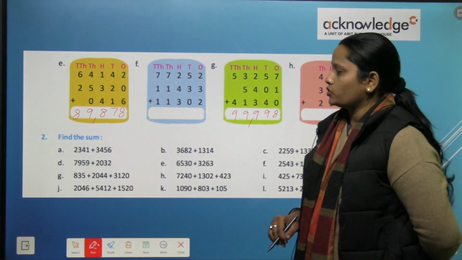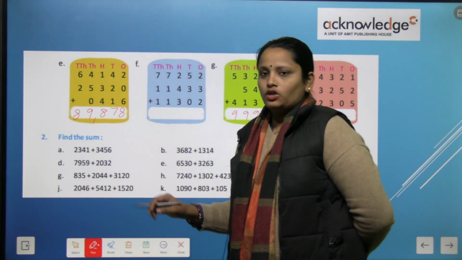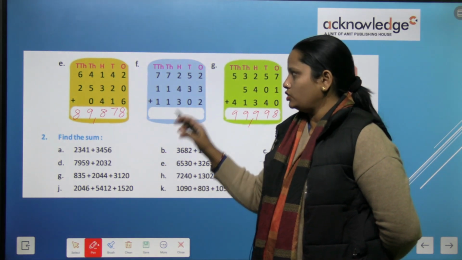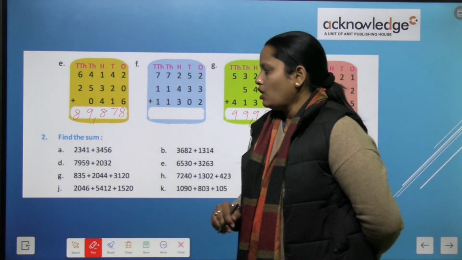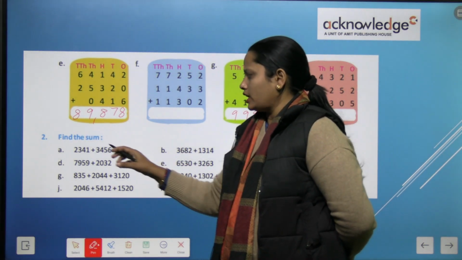Now let's move on to question number 2. Here you have to find the sum. For that you can arrange the numbers like this. जैसे हमने arrange किया ऐसे आप arrange कर सकते हो. Also you can do it like this also.